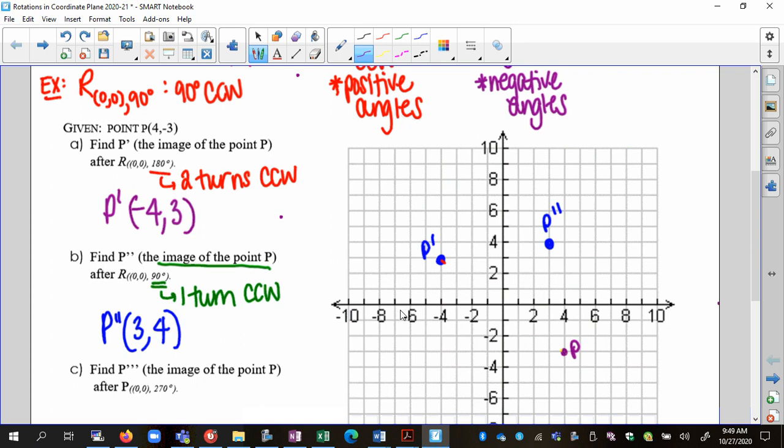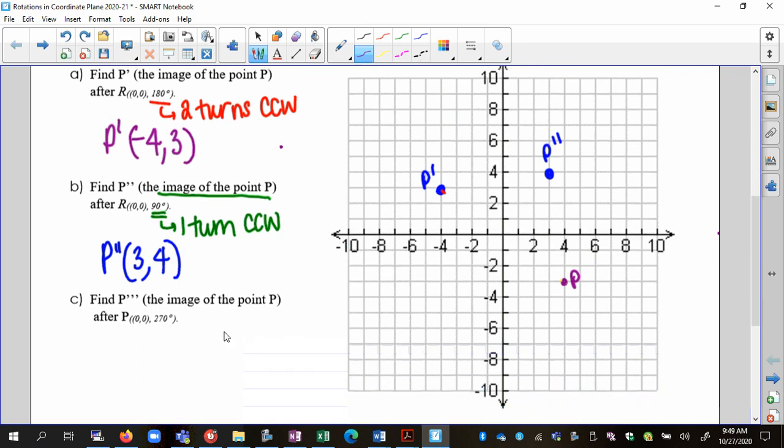So there's that one. The last one here that we're going to find is P triple prime, which again is the image of point P. So it means we're starting with point P again. And now we're trying to turn this 270 degrees around the origin. So again, same rules apply.